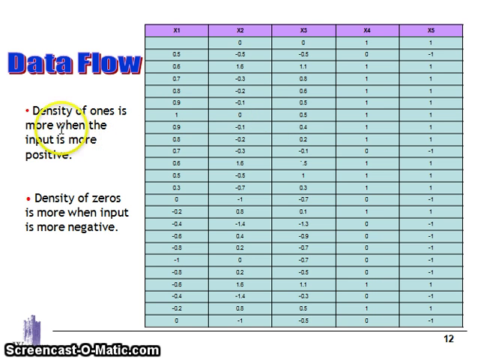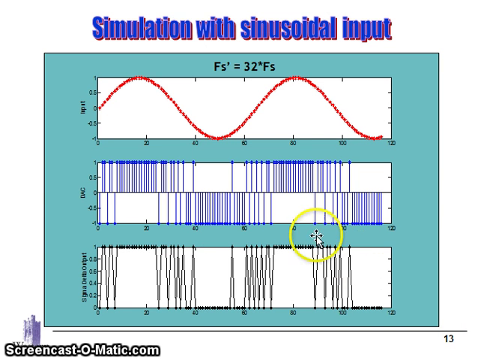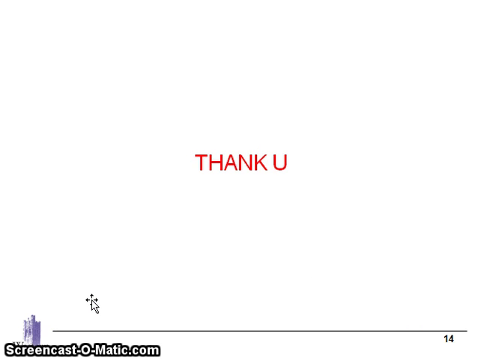Okay. Here, if you see this, the density of 1s is more when the input is more positive, and the density of zeros is more when the input is more negative. That is shown in this slide. Right? So I think now you have understood the concept of A to D conversion using sigma delta conversion very well. And this is the simulation result for it. This is a sinusoidal input, this is a D2A converter, and this is the final sigma delta input and output that we have obtained. Thank you.